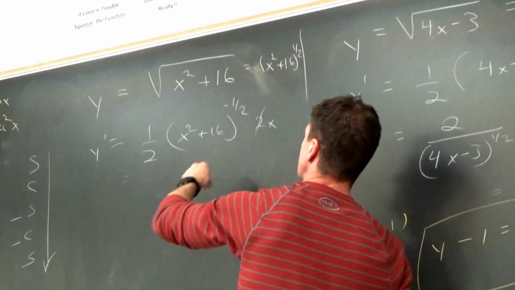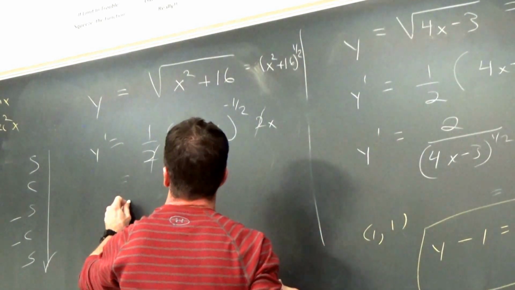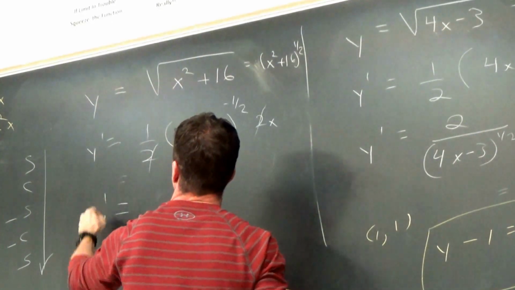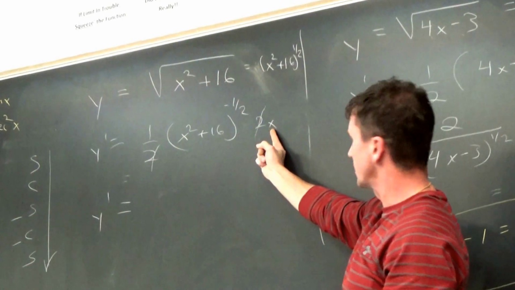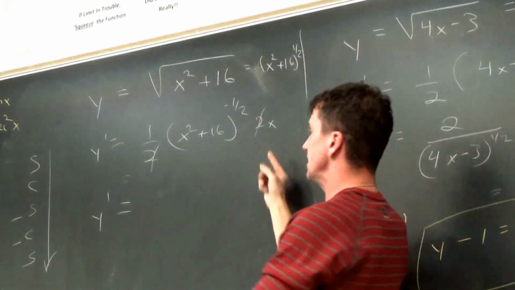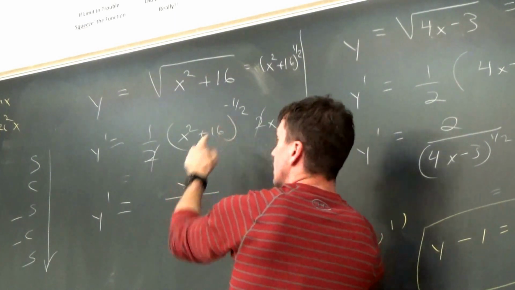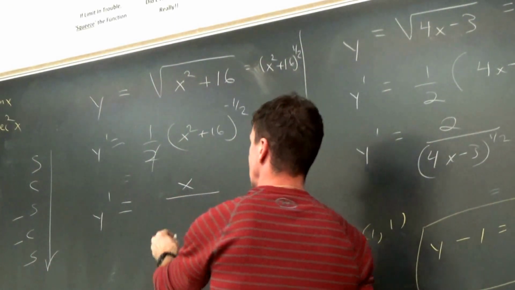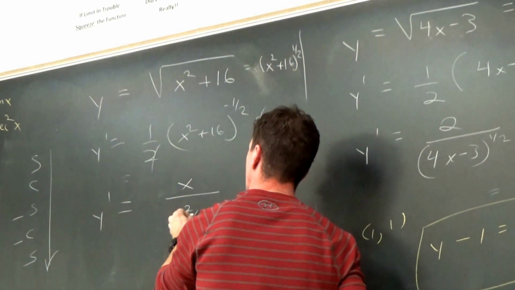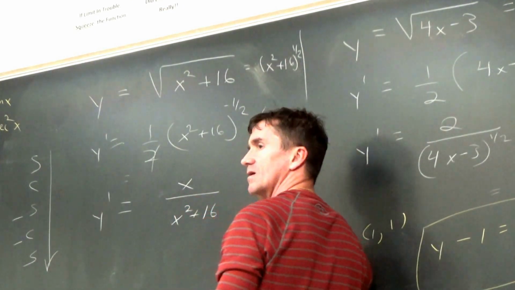Bye-bye 2's. So what's a great way to write this answer? Look at this. What letter is right there? X. Let's leave that in the numerator. What can go down to the denominator? X squared plus 16, all raised to the half power.